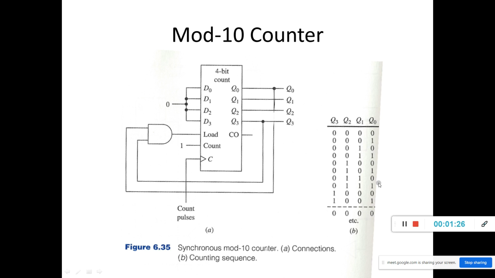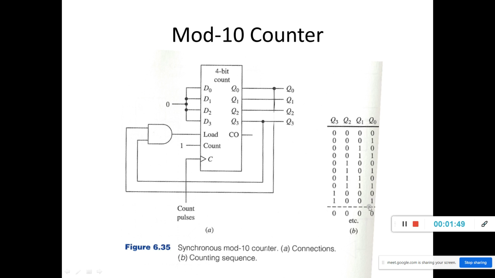till 1001. So totally how many states are there? Totally 10 states are there. Hence it is known as mod 10 counter. So what are the modifications to be done to this 4-bit binary counter in order to act as a mod 10 counter? We need to use an AND gate.